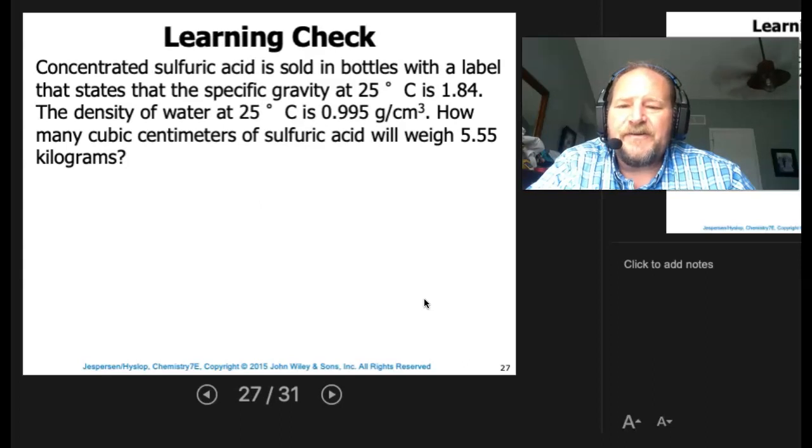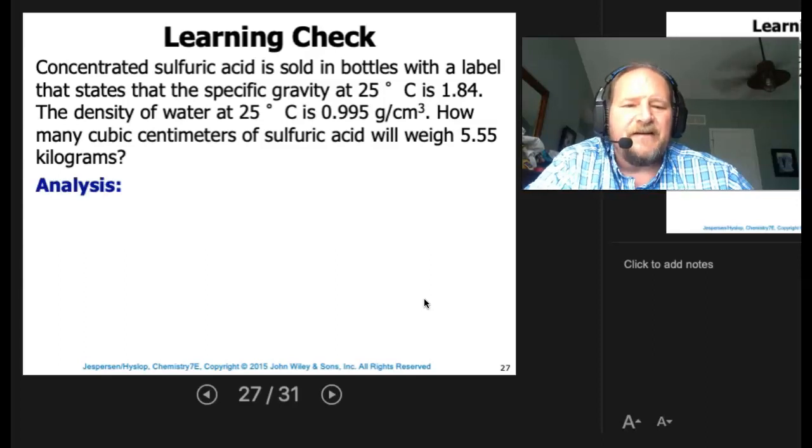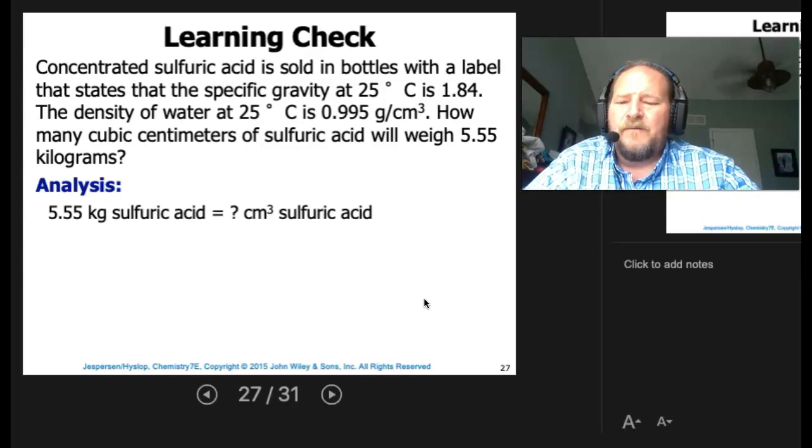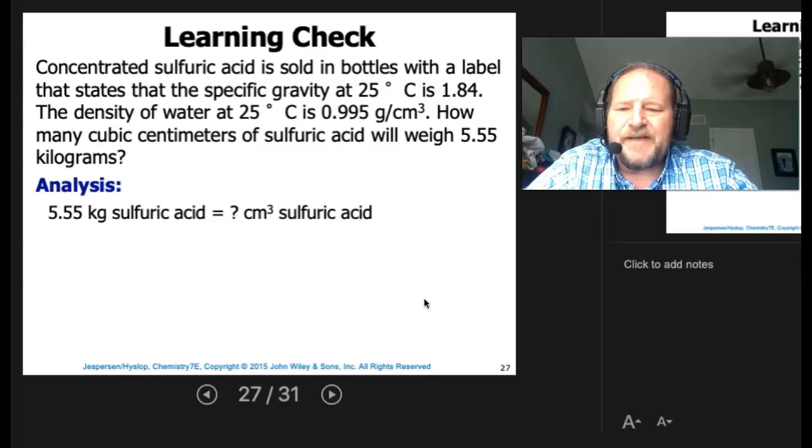Here we go. Concentrated sulfuric acid is sold in bottles with a label that states that the specific gravity at 25 degrees C is 1.84. The density of water at 25 degrees C is 0.995 grams per centimeters cubed. How many cubic centimeters of sulfuric acid will weigh 5.55 kilograms? So how do we figure that out? Well, one way, we know 5.55 kilograms of sulfuric acid would equal how many cubic centimeters of sulfuric acid? Right? That's pretty much what they're asking us.